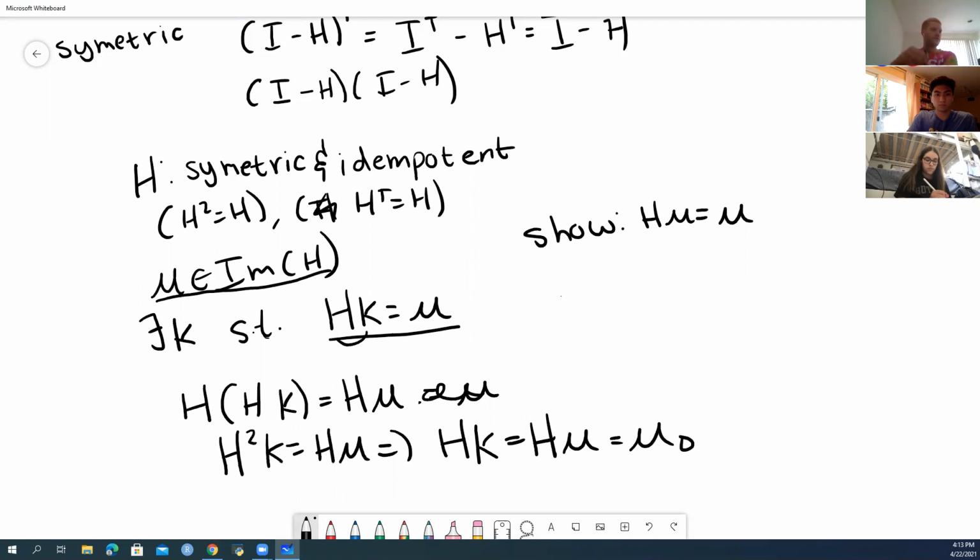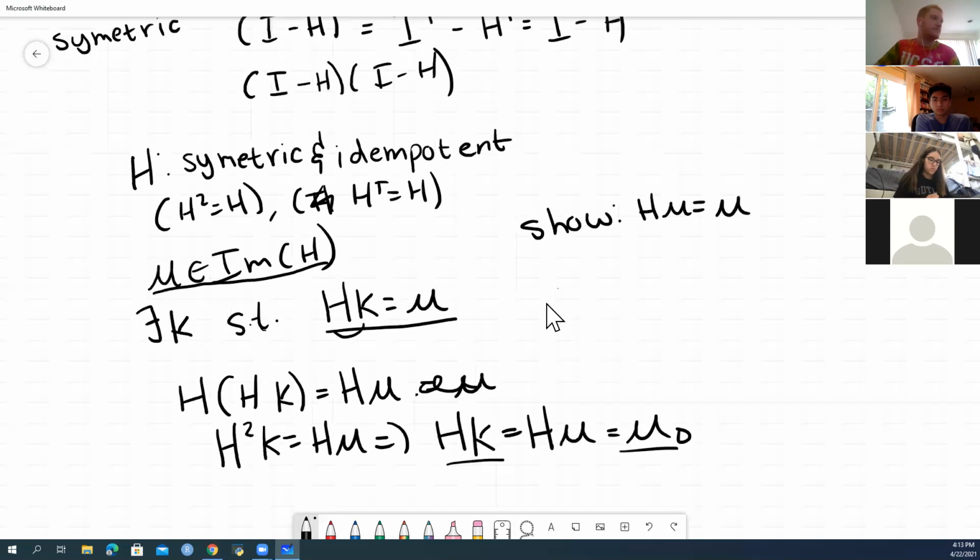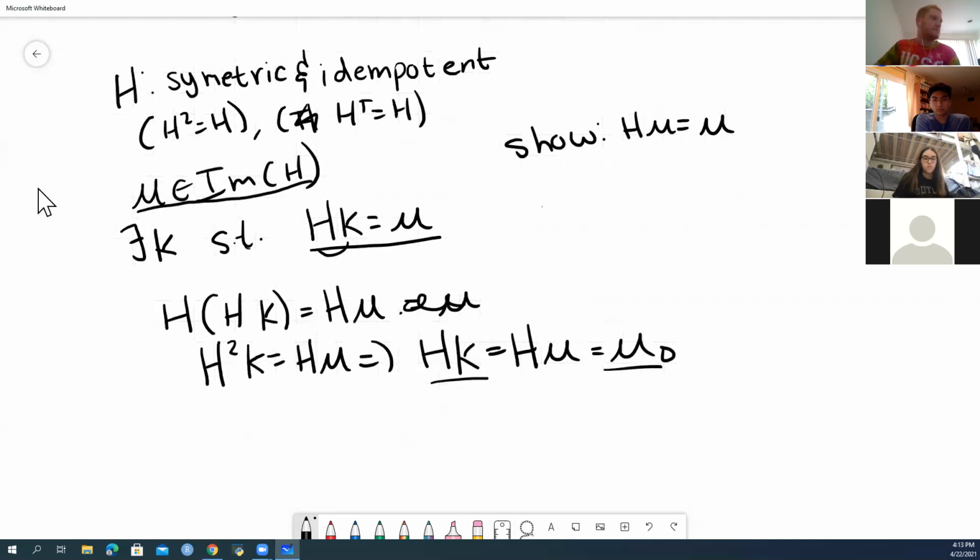That's it. Right? So HK is equal to H squared K is equal to H mu. H squared K is equal to HK, which is equal to H mu. HK is still equal to mu. Does that answer your question? Does that mean that we take mu as a random vector? Sorry, keep going.